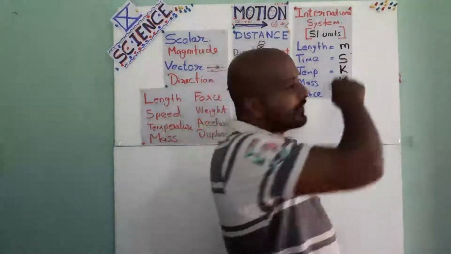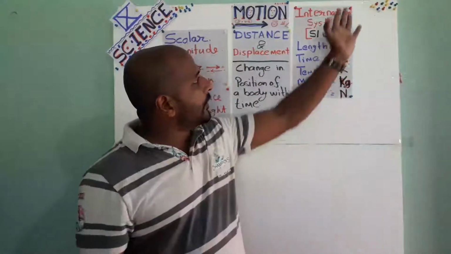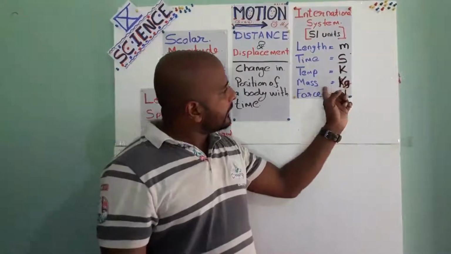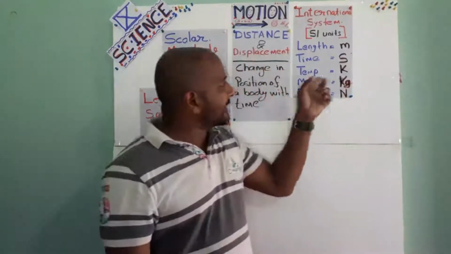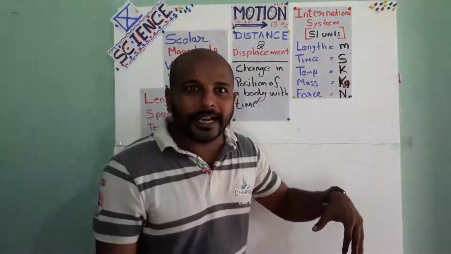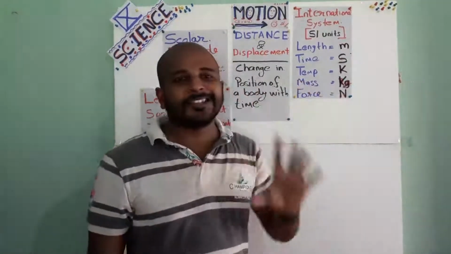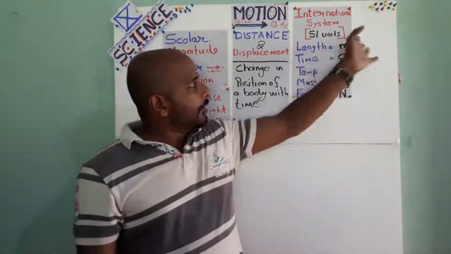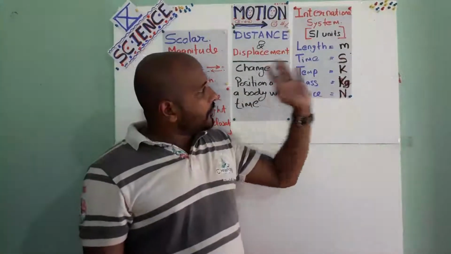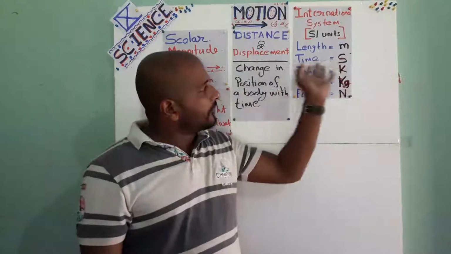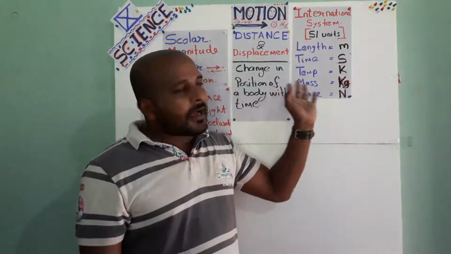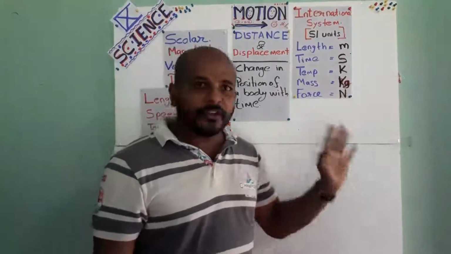So yesterday we discussed these SI units. In that, one doubt was there. I wrote the SI unit of mass as kg, and after that I changed it into gram. But actually it is kg, kilogram. Okay, it's not in gram. So the SI unit of length is meter, SI unit of time is second, SI unit of temperature is Kelvin, not degree Celsius. SI unit of mass is kilogram, and force is Newton.